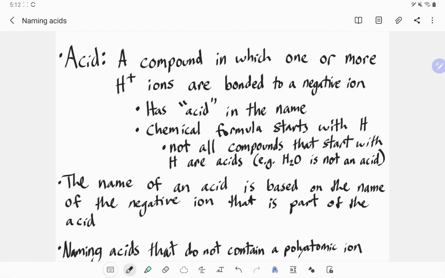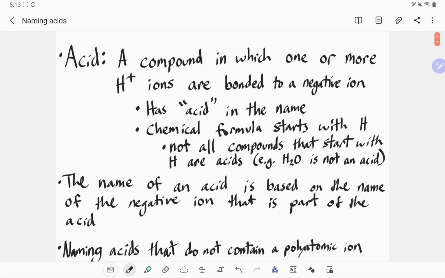In this video, we're going to be talking about acids, and I will give you a brief definition of what an acid is, how to identify an acid, and then the rest of the video is going to focus on how to name acids. So an acid is a compound in which one or more hydrogen ions are bonded to a negative ion. How do we identify an acid?